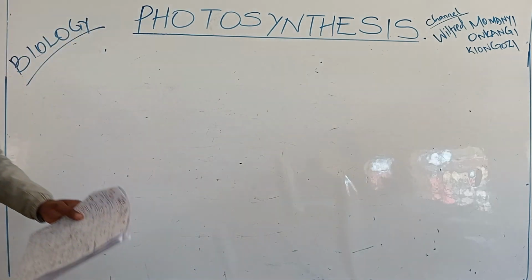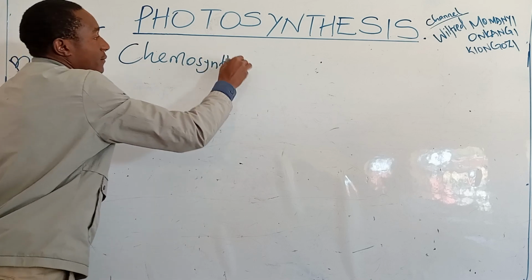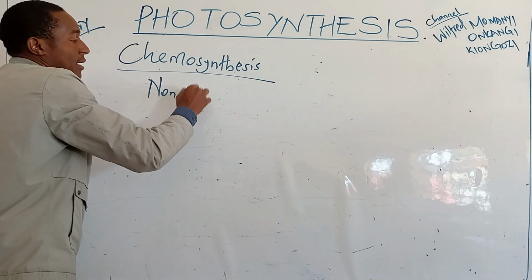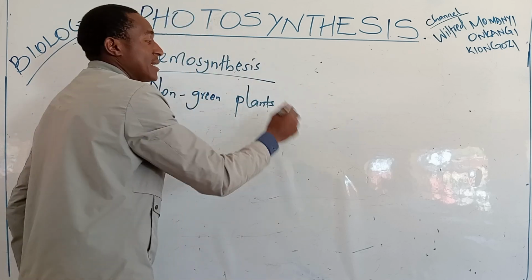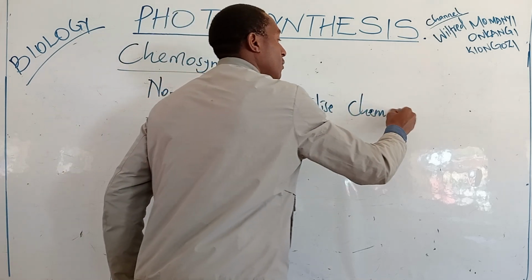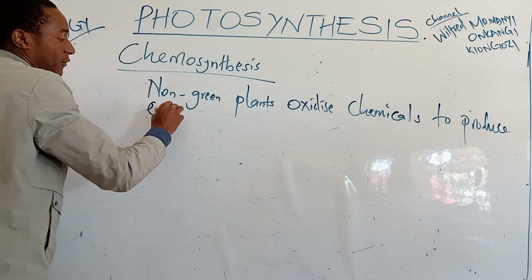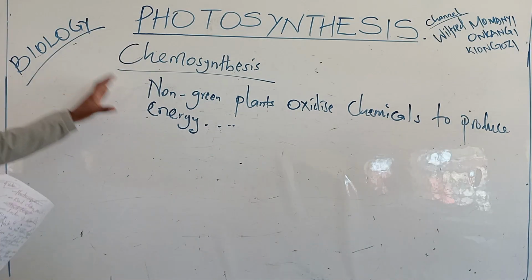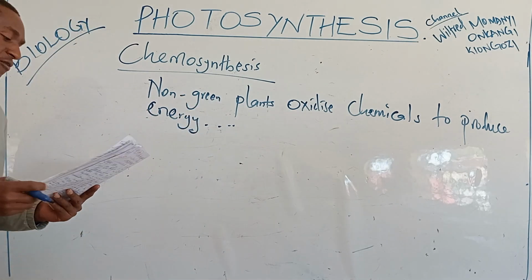And now briefly, we can talk about chemosynthesis. This is a process by which non-green plants manufacture their own food. That is, oxidize chemicals to produce energy that is useful in that plant. So this one is for non-green plants. We have so many plants that are not green. They all manufacture their own food.